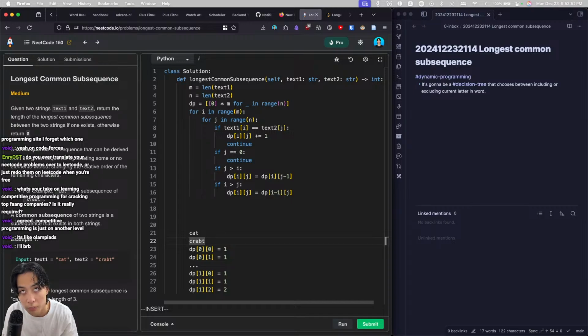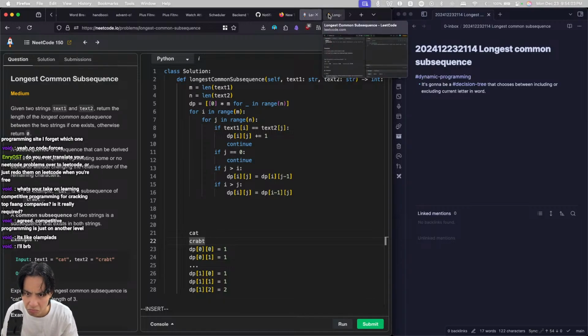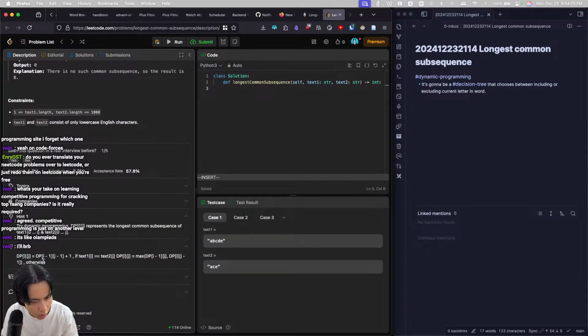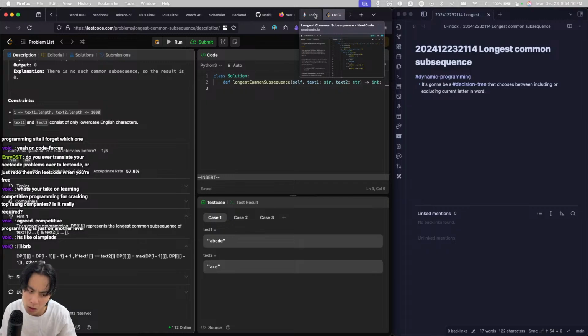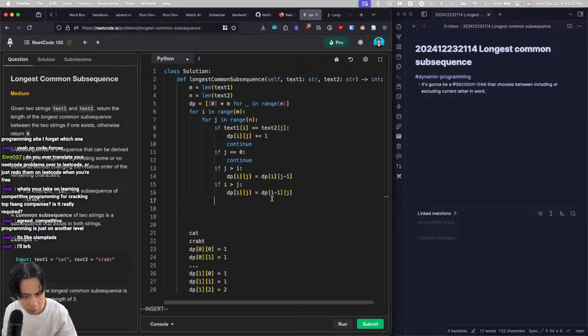If they are the same, then you would add the 2. Doesn't make sense. Max of, if this is equal, otherwise max of the two. Interesting. Let me go with that line of thinking then.